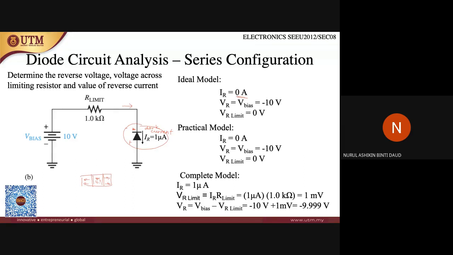This is a little bit complicated for this part. So you have to remember this. For the complete model in reverse bias condition, you need to take into account the value of dark current. Usually the value of dark current will be given together with the questions. But you have to make sure that you consider it in your calculation in the complete model.